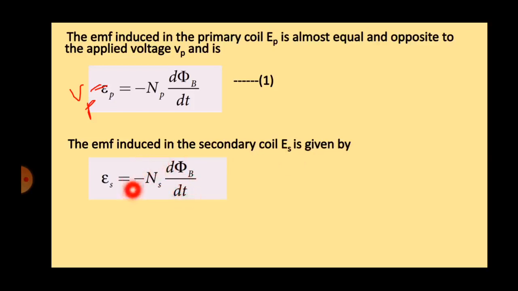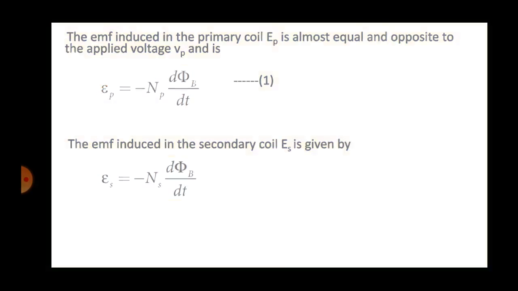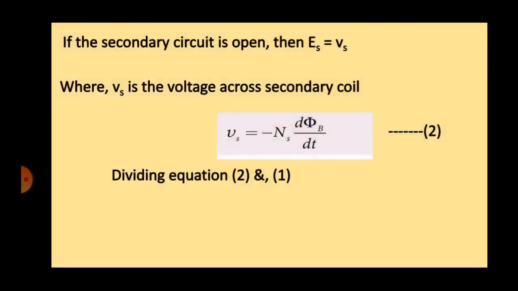Now Np and Ns are the number of turns in the primary and secondary. If the secondary circuit is opened, an EMF is produced, which we call epsilon s or Vs. Vs is the voltage across the secondary coil. Therefore, Vs is equal to minus Ns d phi B divided by dt. This is equation number 2.